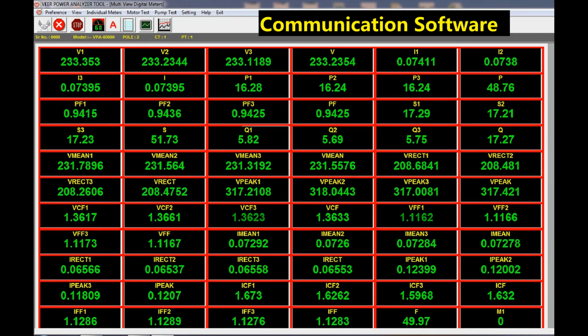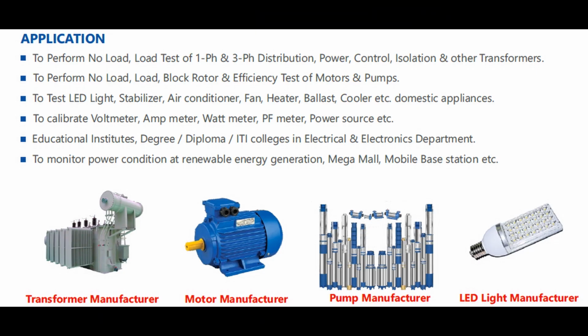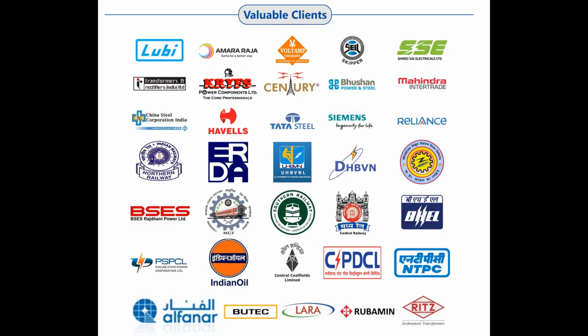The power analyzer is used to perform open circuit and short circuit tests of a transformer. It is also used to measure electrical parameters and for performance tests of various electrical equipment like motor, pump, LED, etc. Now, start the test after making the connection.